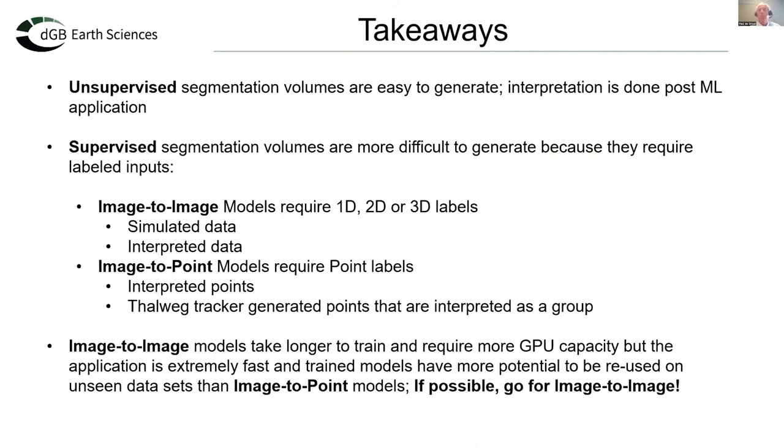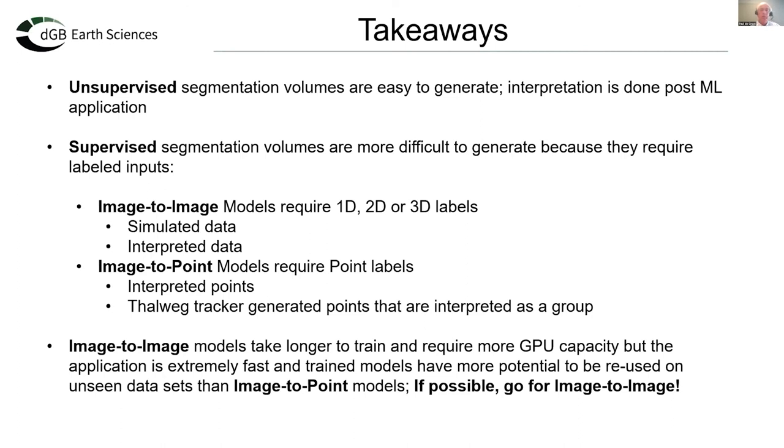That is not always possible for all interpretations, so then you have to rely on an image-to-point workflow, and this requires interpretation of points, but interpretation of points is very much easier than interpretation of body outlines. And what I've shown you is one particular example of how to create these labels using a Thalweg tracker, whereby the output of the Thalweg tracker is interpreted as groups, and the shapes, the outlines and the relative positions to each other are how you can give a geological meaning to these Thalweg tracked points.